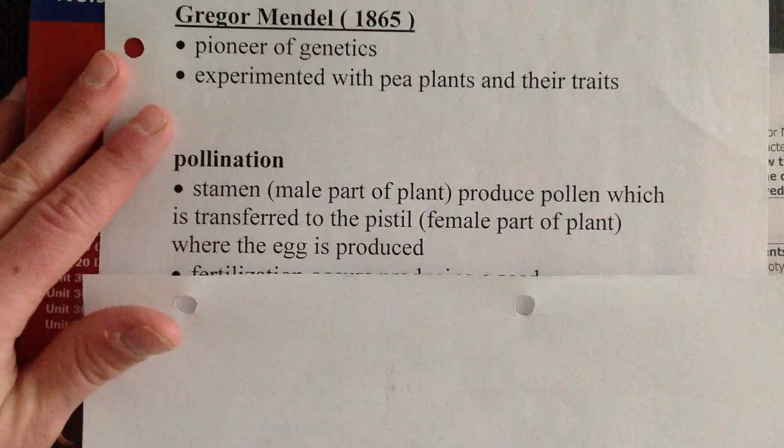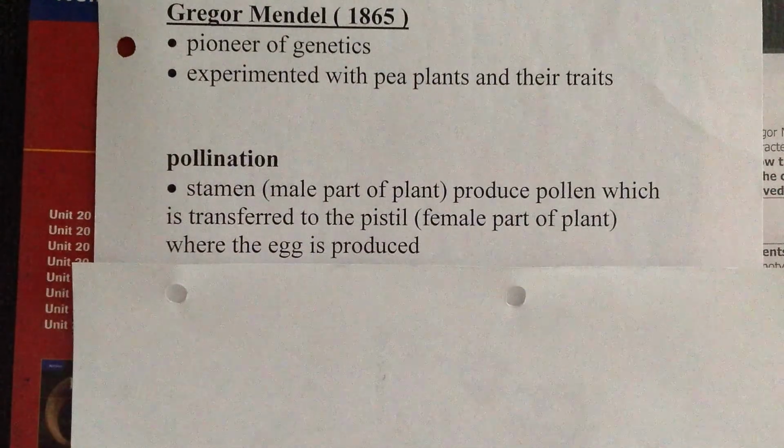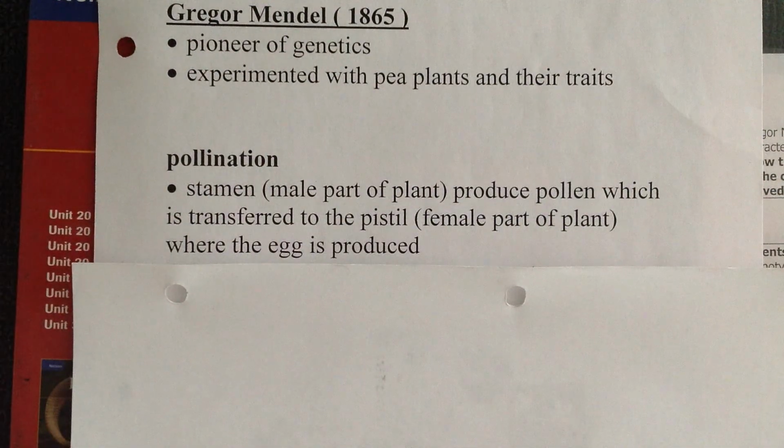So, pollination, just to explain how this worked. The stamen, which is the male part of the plant, produces pollen, which is transferred to the pistil, which is simply the female part of the plant. This is where the eggs are produced. Some plants can do self-pollination, some can do cross-pollination.